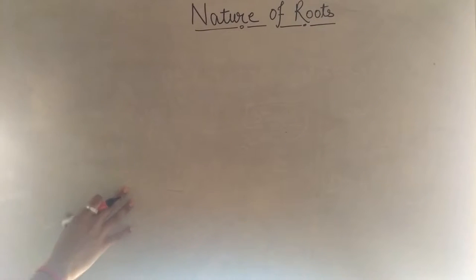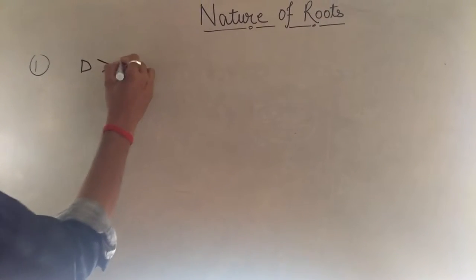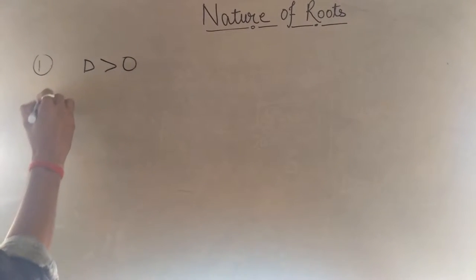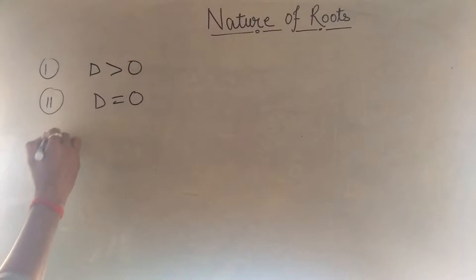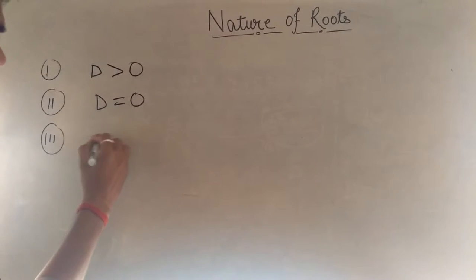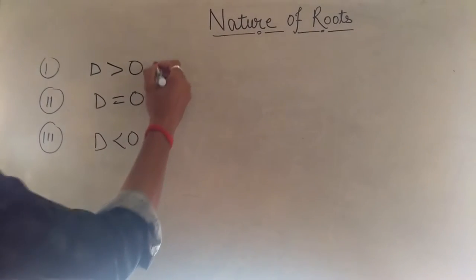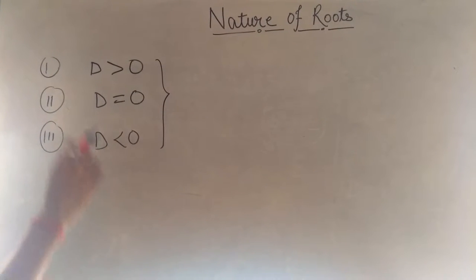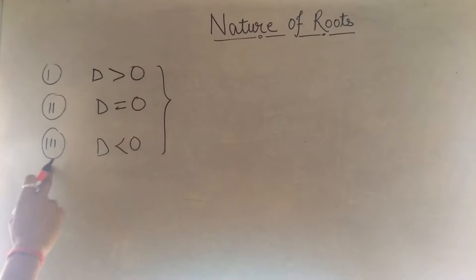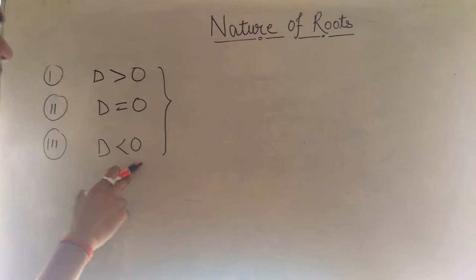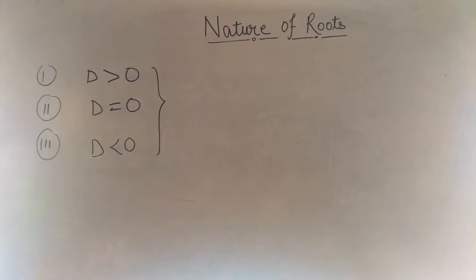There are three conditions on D. First, D can be greater than 0. Second, D can be equal to 0, and third, D is less than 0. So there are three conditions.